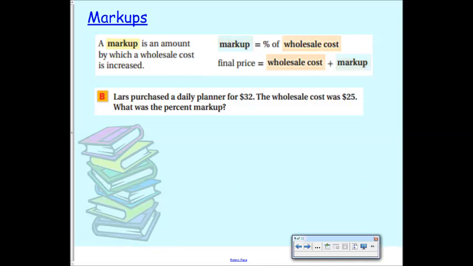Okay. Lars, they picked the weirdest names. Lars purchased a daily planner for $32. The wholesale cost was $25. What was the percent markup?